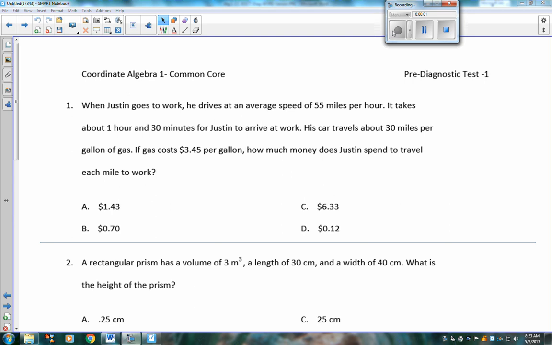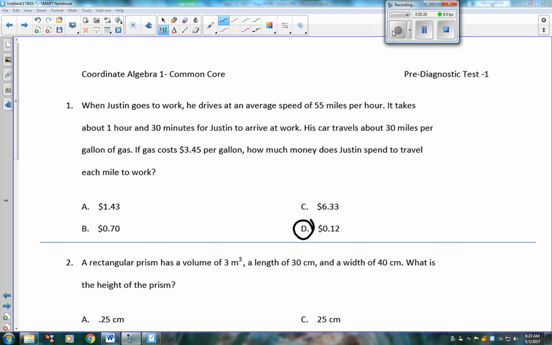Problem 1 says that when Justin goes to work, he drives an average speed of 55 miles per hour. It takes about 1 hour and 30 minutes for Justin to arrive at work. His car travels about 30 miles per gallon of gas. If gas costs $3.45 per gallon, how much money does Justin spend to travel each mile to work? The correct answer to this is D.